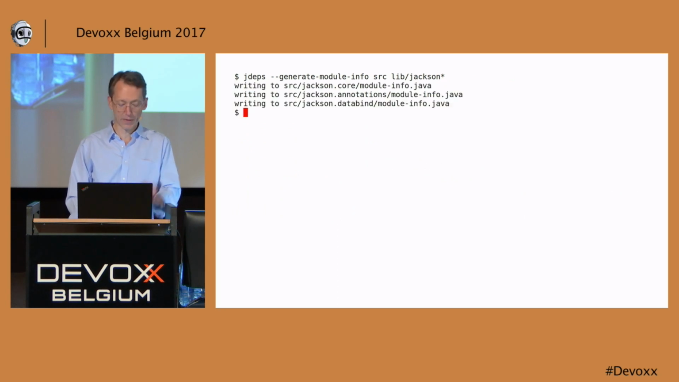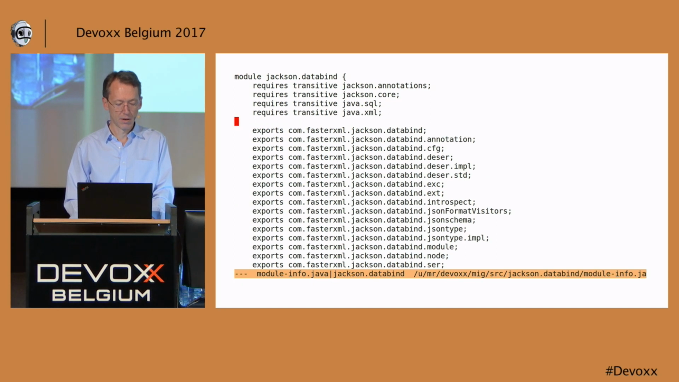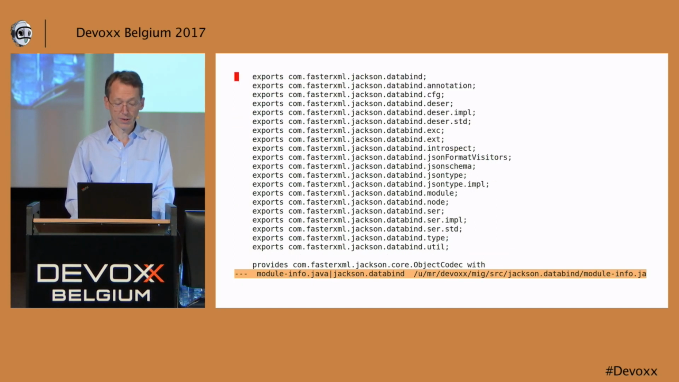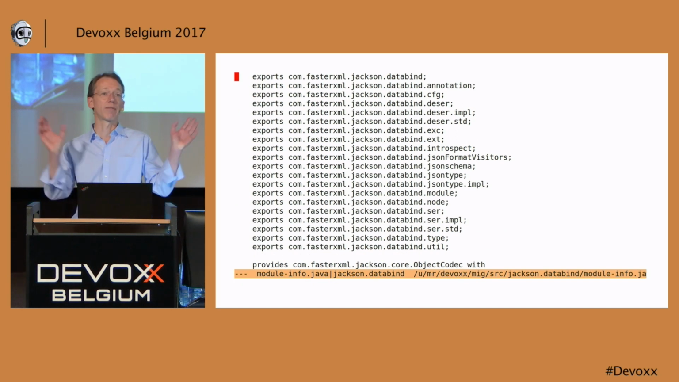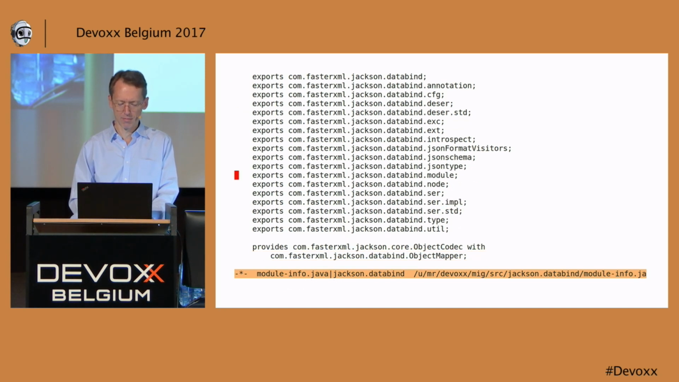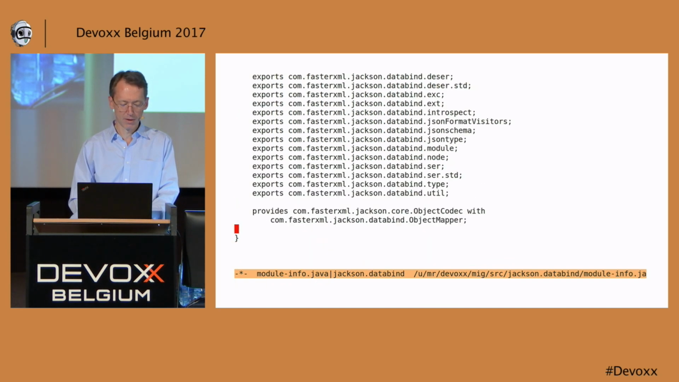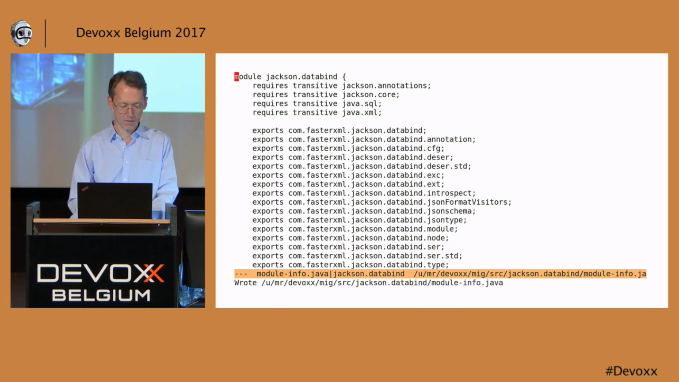Okay, it tells me it's written those three module infos. Let me check them out. Databind, module-info.java. Here it's exporting everything. Remember, this is a draft. Should it export every one of these? Well, probably not. In fact, packages that contain the token impl, those are probably internal, so let's not export those. And there might be other things that shouldn't be exported, but we won't go into that here.